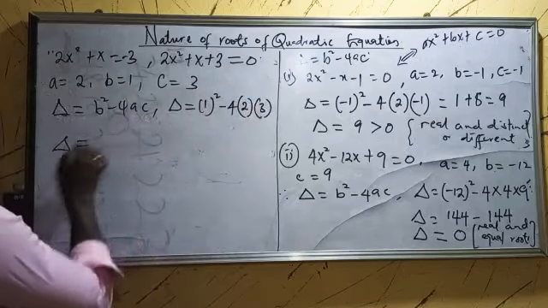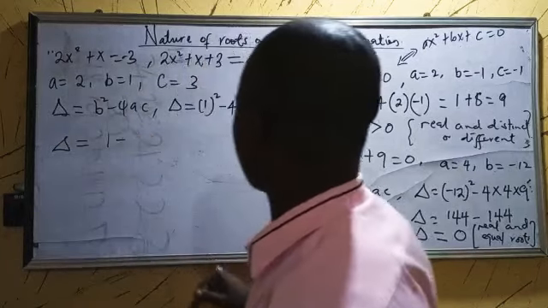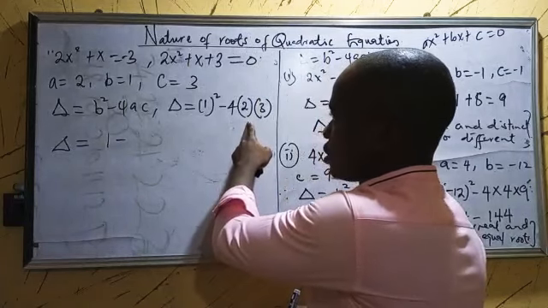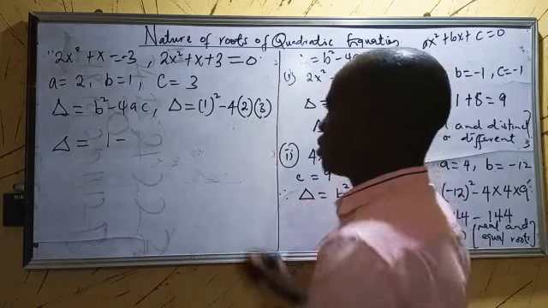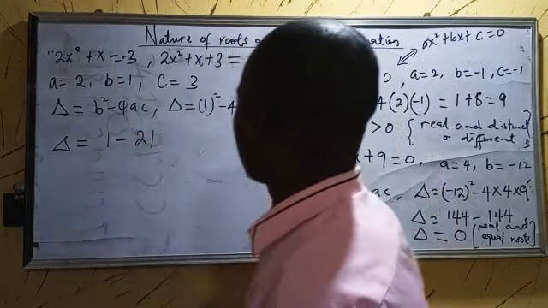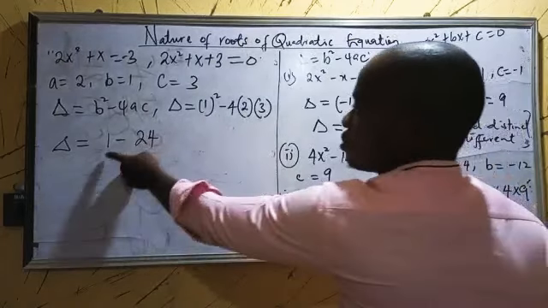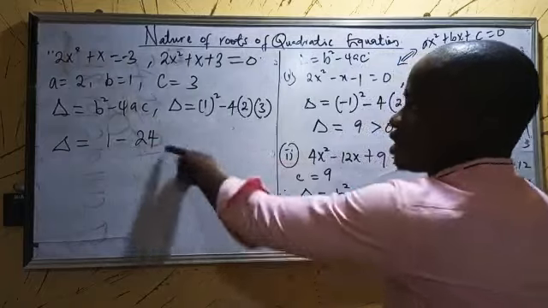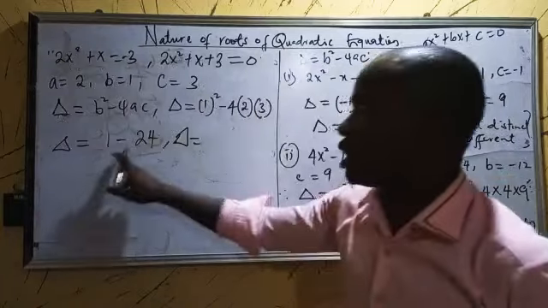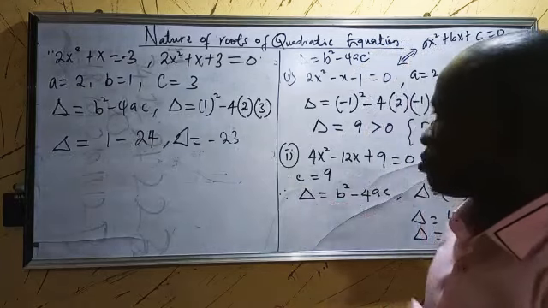So from there, my discriminant is 1 squared, which is 1, then minus 4 times 2, that is 8. Then 8 times 3 gives us 24. Are you getting it? So 1 squared gives us 1, 4 times 2 is 8, 8 times 3 gives us 24. You can see that my discriminant is 1 minus 24, which is minus 23.